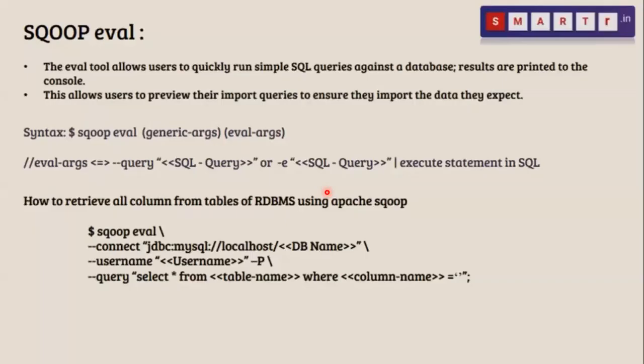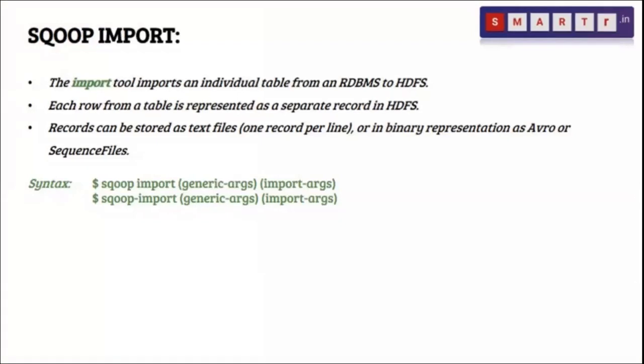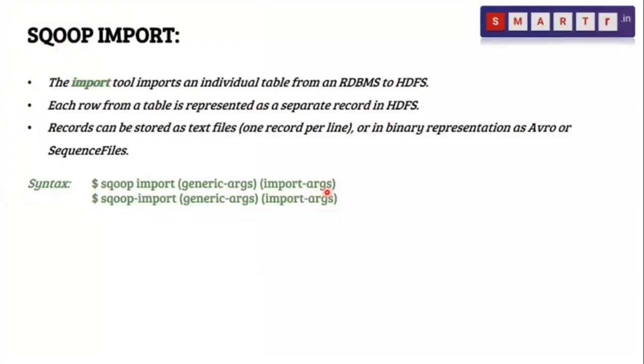So this is the command to retrieve the data from a table. And now we are going to discuss import arguments. How can we move the data from RDBMS to HDFS? That is the use of the Sqoop import command. Via this import command, we can migrate the data to our environment. You can use the syntax like sqoop import or sqoop-import; both are supported. And then connectivity and the table details, everything you have to provide as generic arguments.